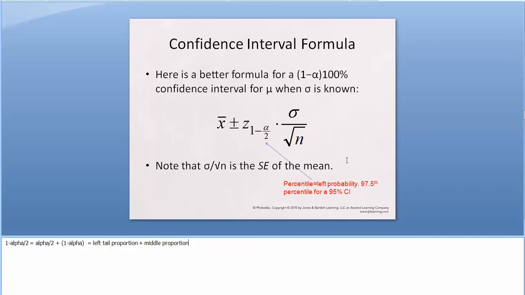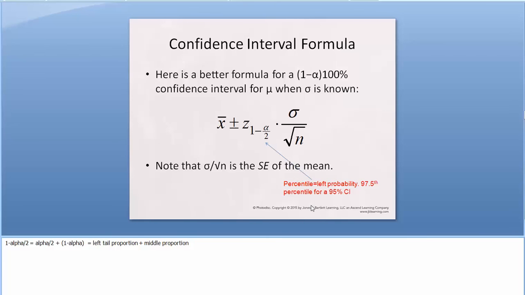Right now, if you are doing 95%, this will turn out to be 97.5, because this is 0.95, this is 0.025, so this will turn out to be the 97.5th percentile. You can pause at this point and look to see whether my arithmetic is correct. Okay, let's go to the next slide.